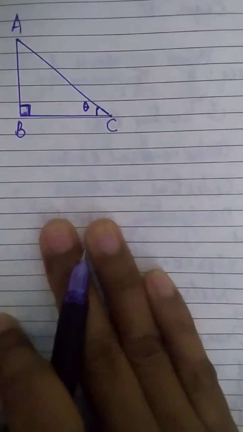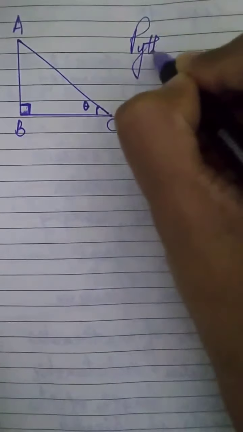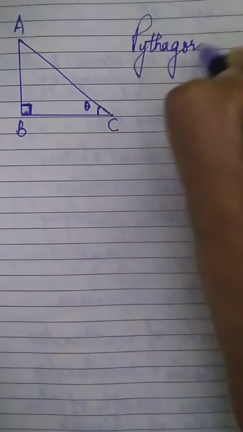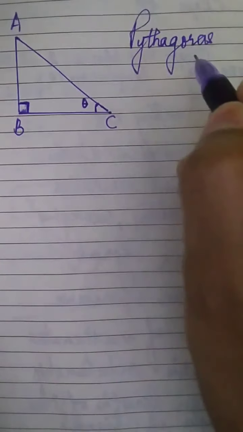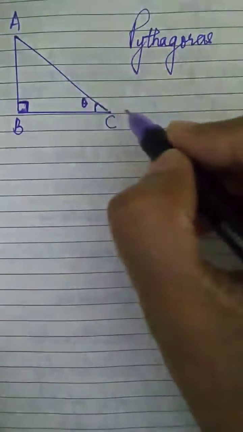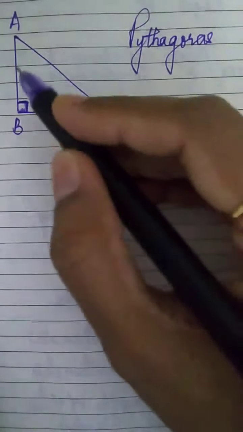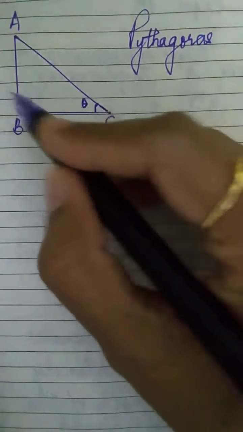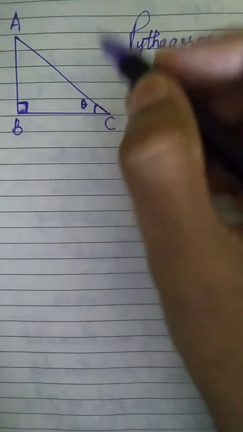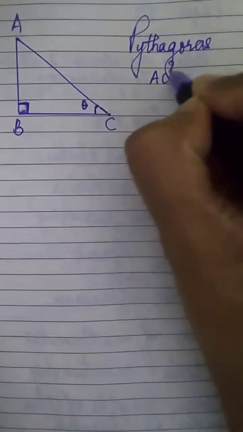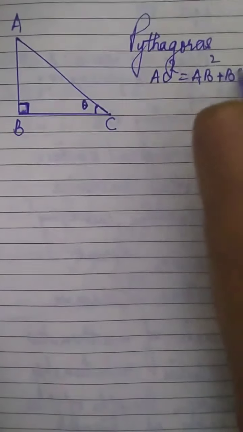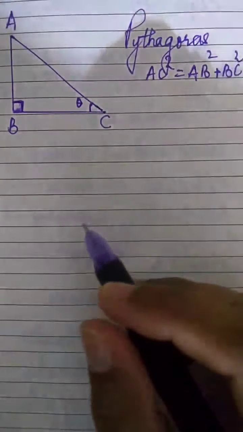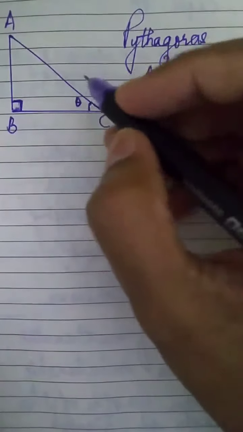Whenever you see right angle triangle, you always remember Pythagoras. Pythagoras theorem or hypotenuse side test. Both are one and the same. What is Pythagoras theorem? The square of the hypotenuse is equal to the sum of the squares of the other two sides. That is, AC square is equal to AB square plus BC square. This is Pythagoras theorem. Now let us learn about trigonometry.